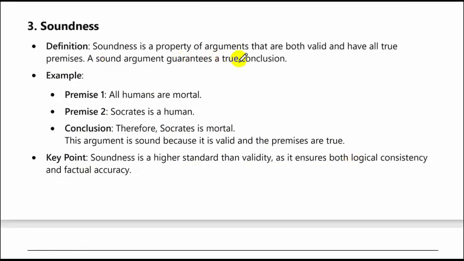Soundness. Soundness is a property of arguments that are both valid and have all true premises. So when we say soundness, we define it as when the argument is valid and all the premises are true. A sound argument guarantees a true conclusion. For example, premise 1, all humans are mortal. Socrates is a human, therefore Socrates is mortal. This argument is sound because it is valid and the premises are true. Soundness is a higher standard than validity, as it ensures both logical consistency and factual accuracy.